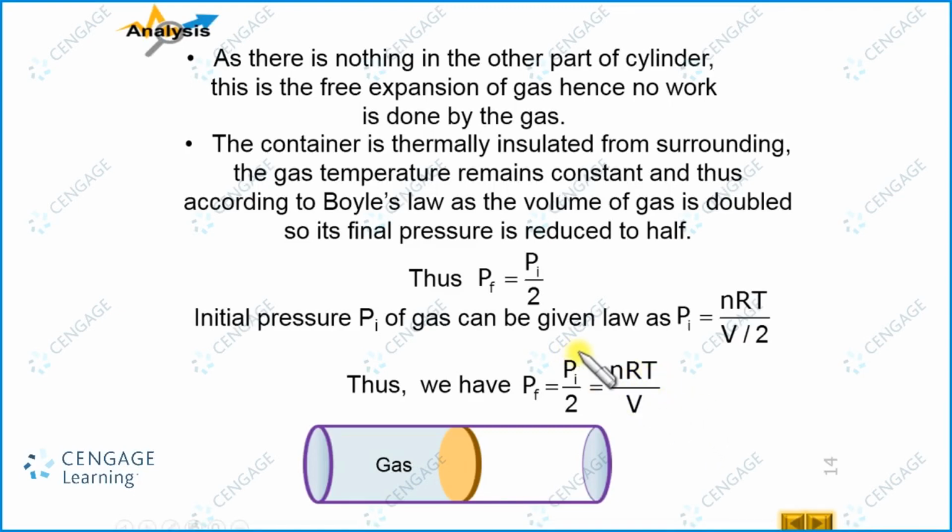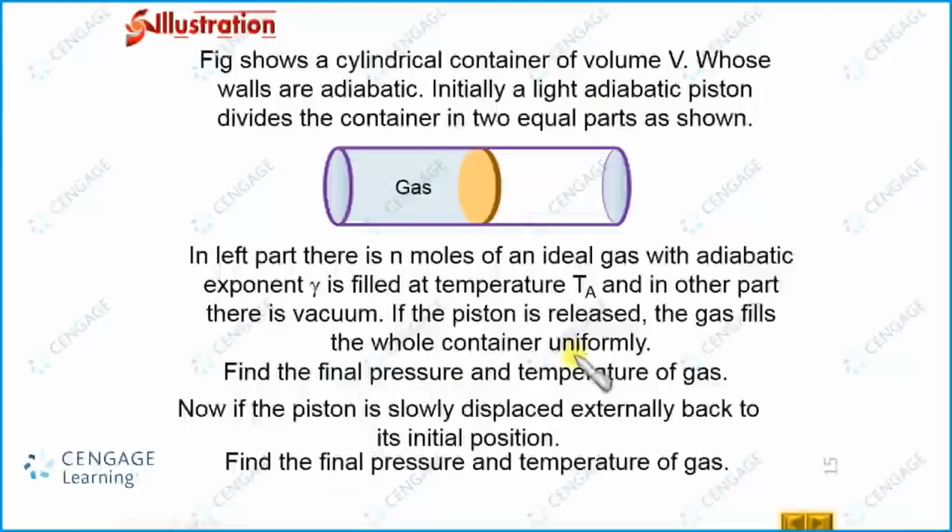Now let us move to the next part of the question. In the next part of the question, it is given, if the piston is slowly displaced externally back to the initial position. Now the piston moves to this position, and what we are doing, we are pushing the piston back to the initial position. That means the final volume is V by 2 again. Initial volume in this process is V and final volume is V by 2, right? So let us analyze the second case.